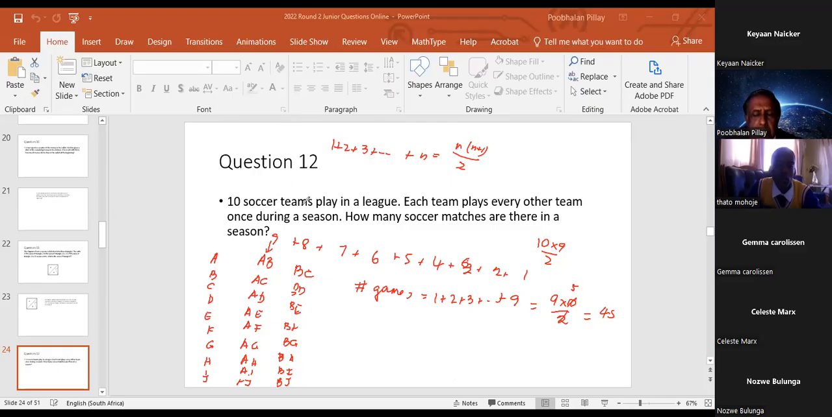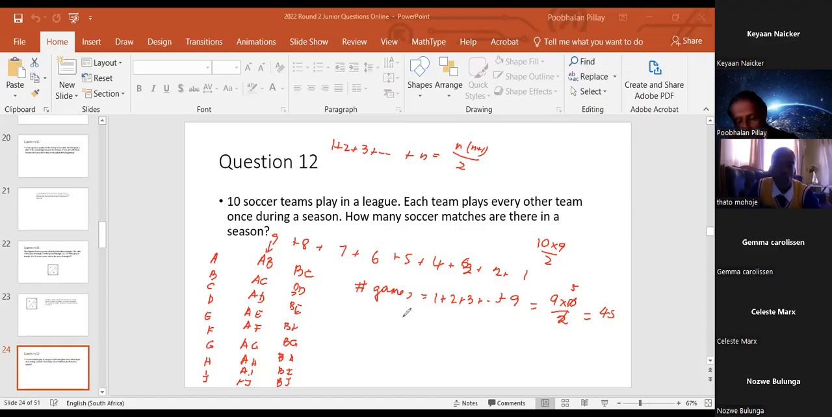Actually, it's like choosing 2 teams. The problem is really, how many ways can you choose 2 teams from 10? Because what we are doing is choosing all the possible pairs of teams to create a match. Every team has to play every other team. So you pick all the possible pairs.